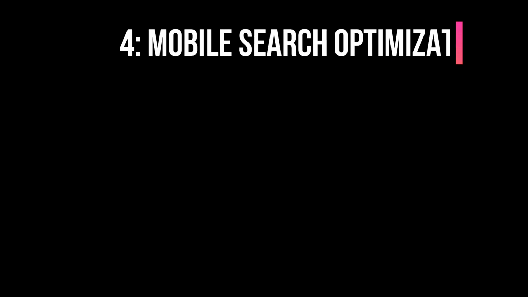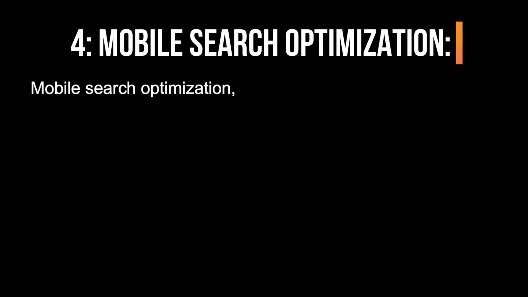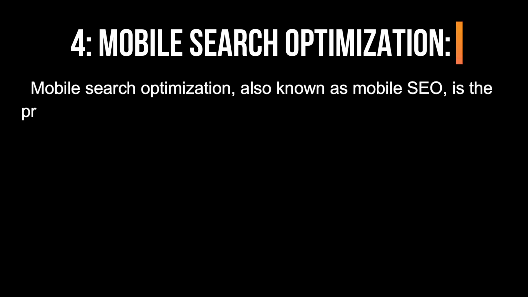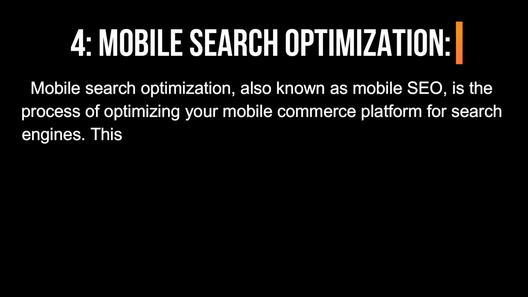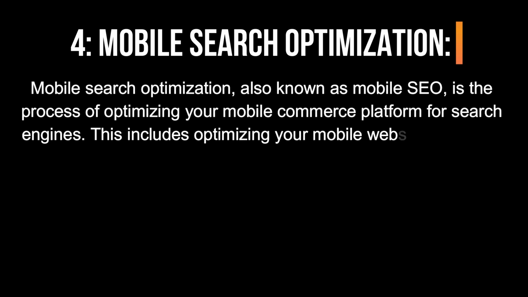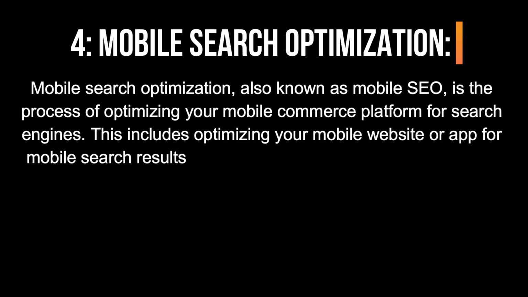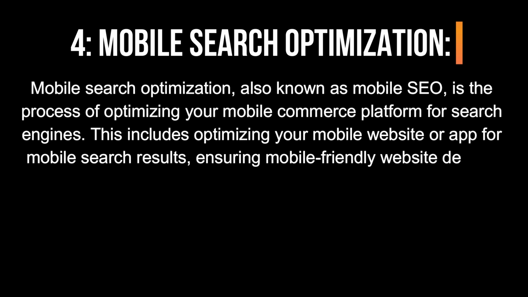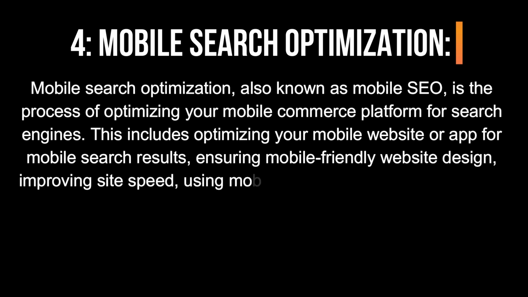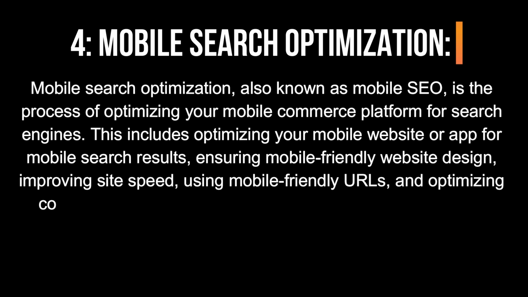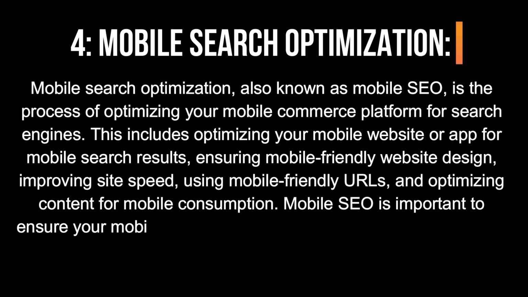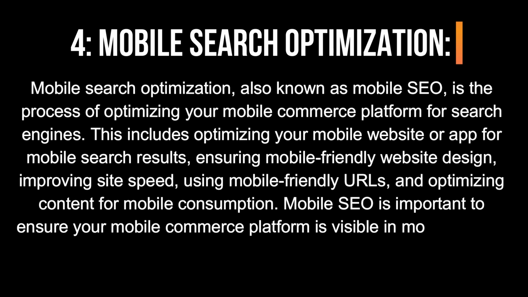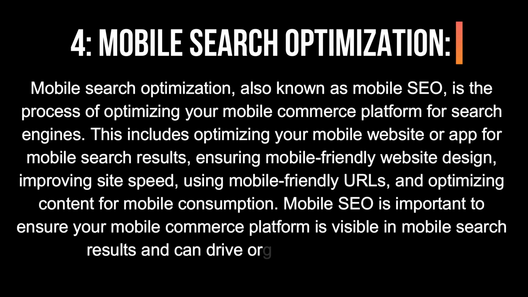4. Mobile search optimization. Mobile search optimization, also known as mobile SEO, is the process of optimizing your mobile commerce platform for search engines. This includes optimizing your mobile website or app for mobile search results, ensuring mobile-friendly website design, improving site speed, using mobile-friendly URLs, and optimizing content for mobile consumption. Mobile SEO is important to ensure your mobile commerce platform is visible in mobile search results and can drive organic traffic to your site.